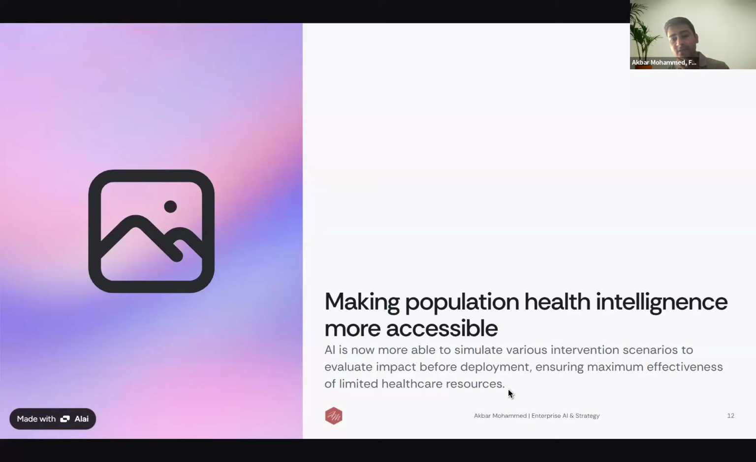AI is now able to simulate various intervention scenarios and even impact before deployment, right? Think about the time when COVID happened, trying to figure out which zones will need attention before they become hot zones was not easy earlier, but because of more advances in population health analytics techniques, we are now able to figure those out much more accurately, much more consistently.